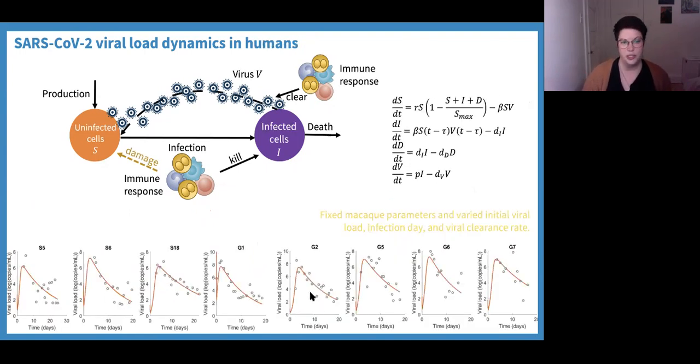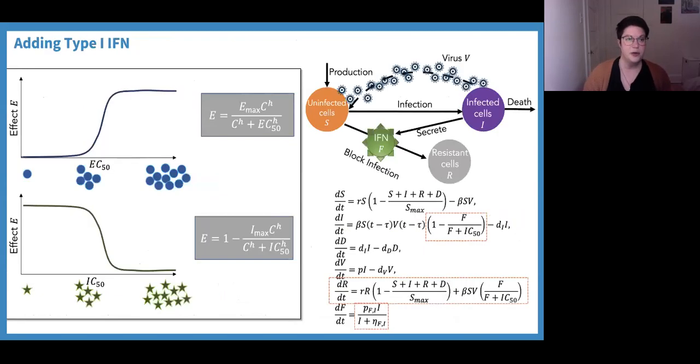So here are individual predictions of this model to individuals who were, I can't remember if they're specifically hospitalized, but I think they were in Singapore and Germany. And so we had this model that could predict viral loads. Now, as I said earlier, after infection, cells secrete type 1 interferon. And so we added type 1 interferon into our model that effectively produces a resistant cell pool, cells that cannot become infected. Type 1 interferon is kind of like locally protective. And so those cells cannot become infected by the virus.